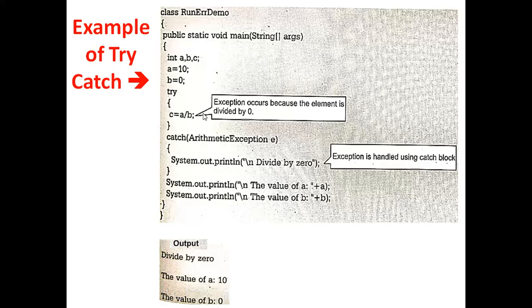So in the output you can see whenever the execution starts in Java, which is from main, it comes to the try block, and the try block throws an exception which is caught by the catch block. Therefore, this divide by 0 line is printed in the output. And after the execution of the try catch block, the remaining part of the code is executed. Therefore, it is displaying the values of A and B. In this way, we can use the try catch block.